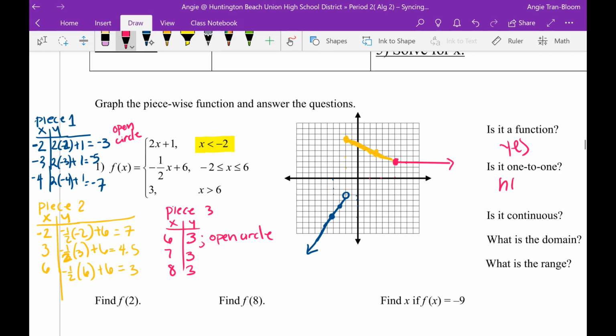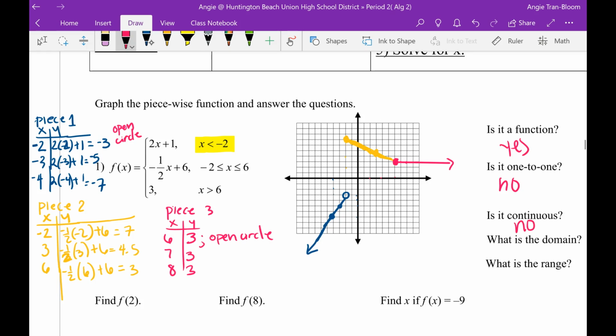Okay. Then we're going to say, is it continuous? So by definition of continuous, is this continuous? No. Can you graph the function from beginning to end without lifting up your pencil? No, so it's not continuous.